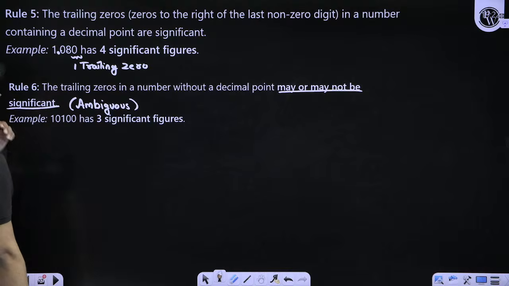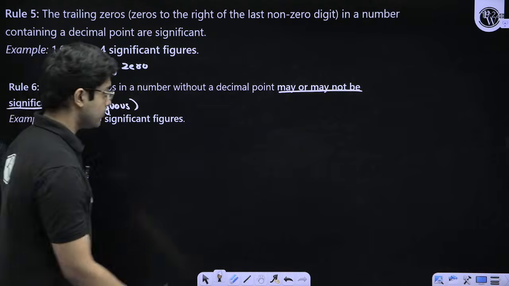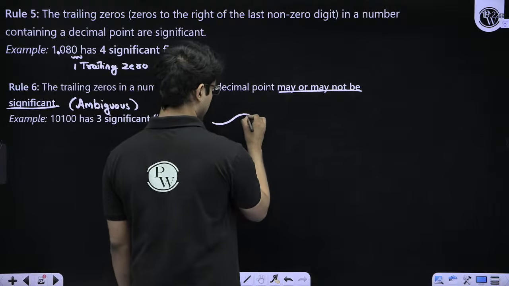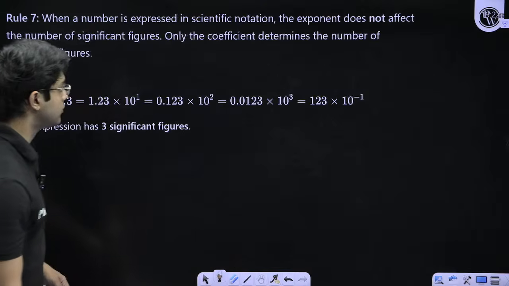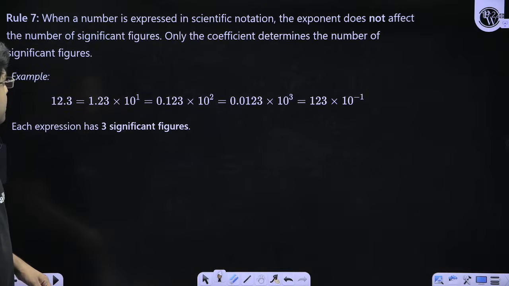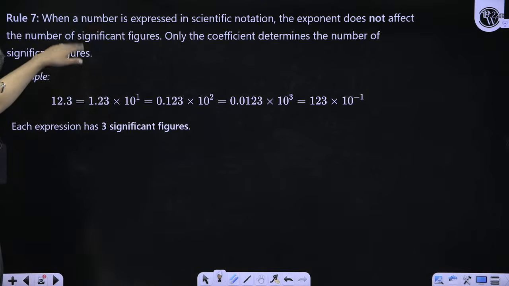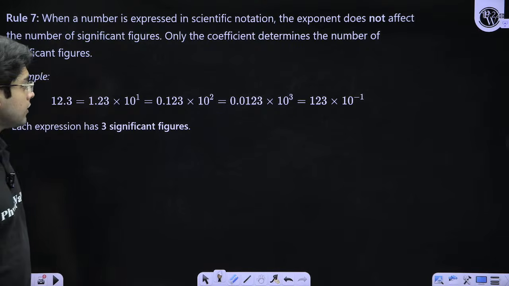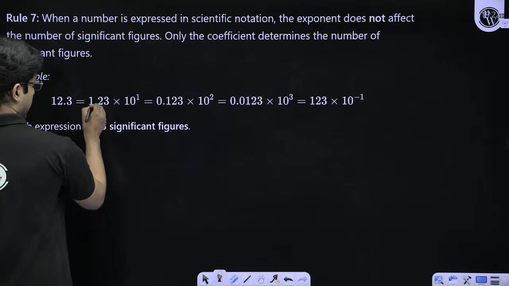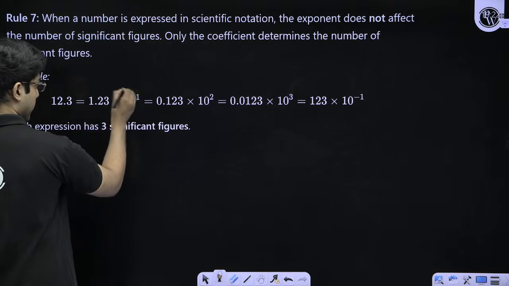Like, to avoid this confusion, what we use is something known as scientific notation. Okay, that I'll take it to the next page. Yeah, so we express it something like this. We express it as scientific notation. Scientific notation means we express it as powers of 10.